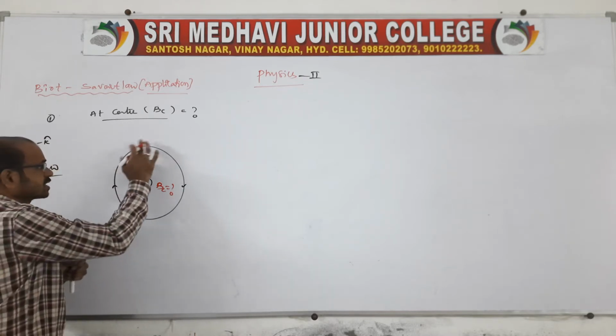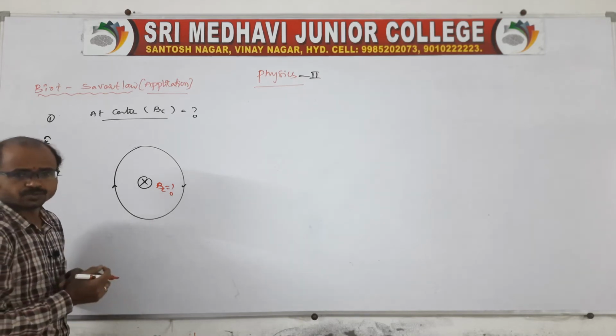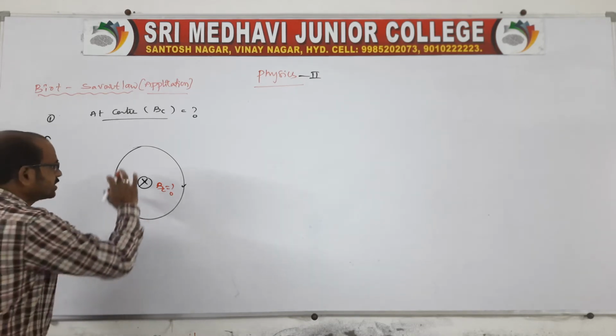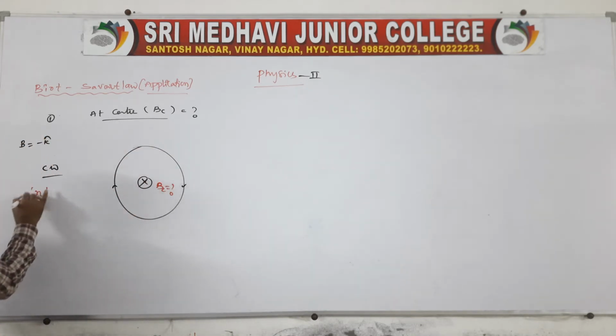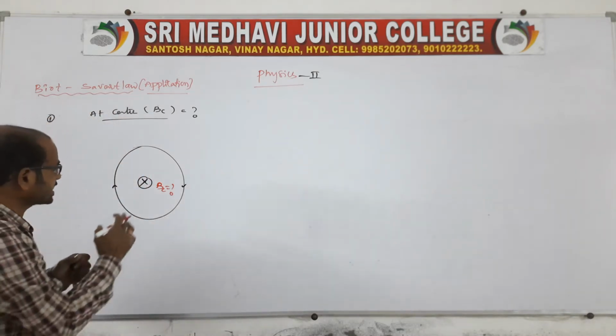Here, actually, the length of this circular coil I don't know. How many turns are there? That is also I don't know. The circular coil contains N number of turns, because we don't know the length. We don't know the length. Therefore, it is carrying a current.